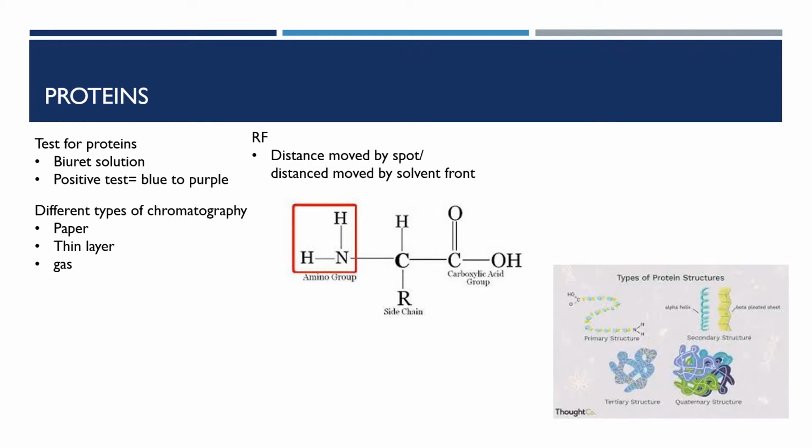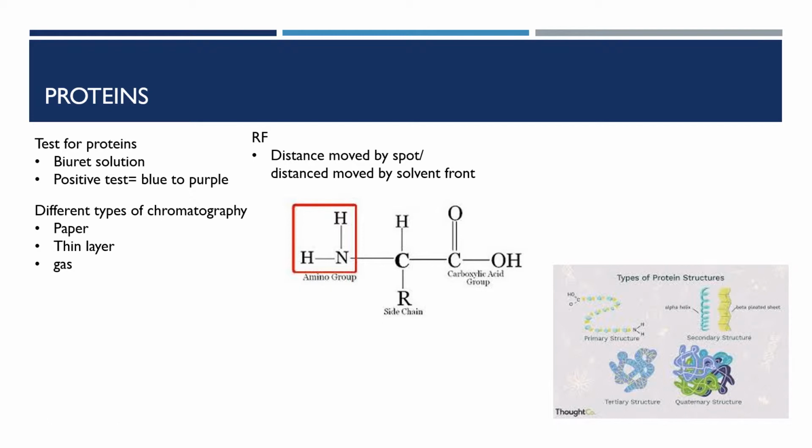Now these are your 4 different types of protein structures. You have your primary structure, which is basically your polypeptide chain, and if you don't really know what a polypeptide chain is, I suggest you look at my biological molecules video. The secondary structure, which is either an alpha helix or a beta pleated sheet. Now these structures are held together by hydrogen bonds.